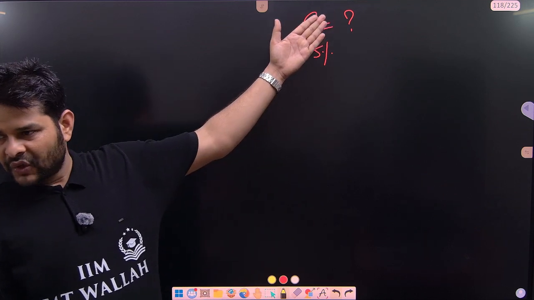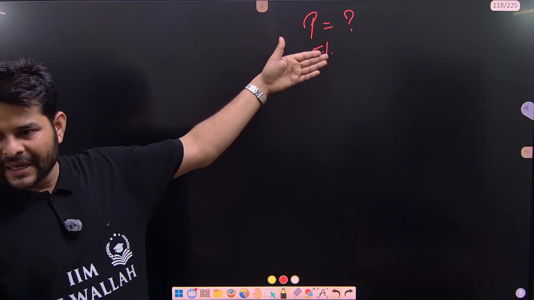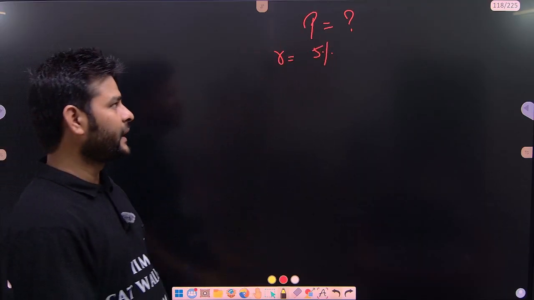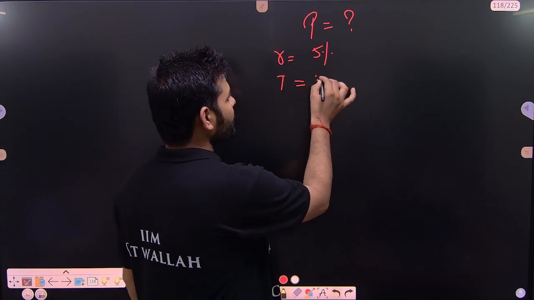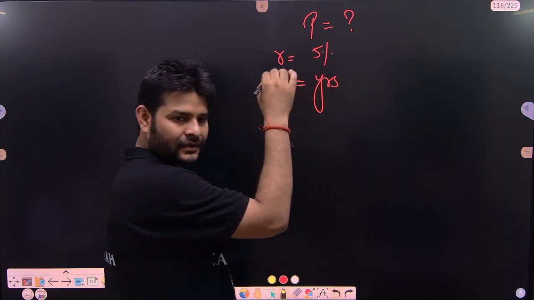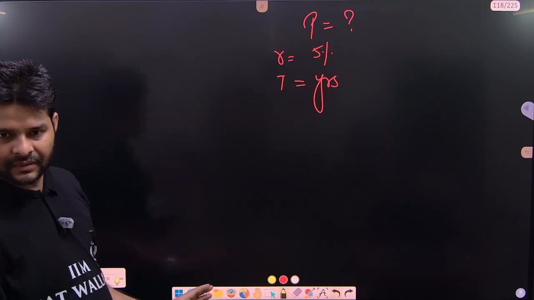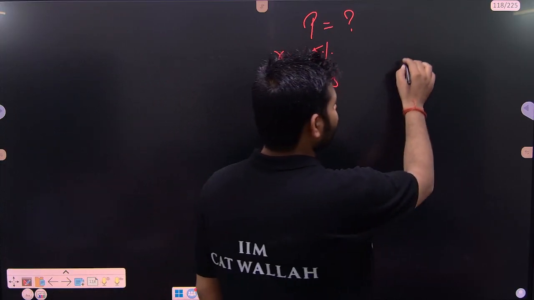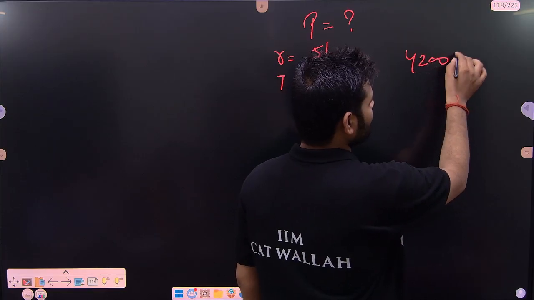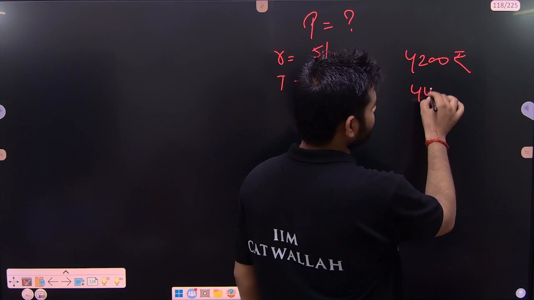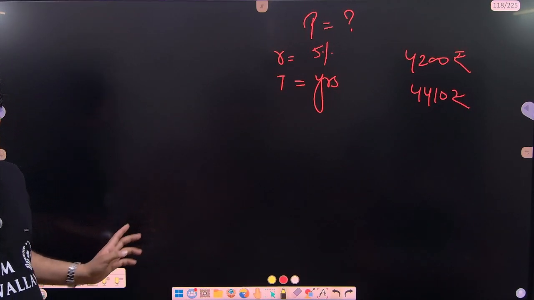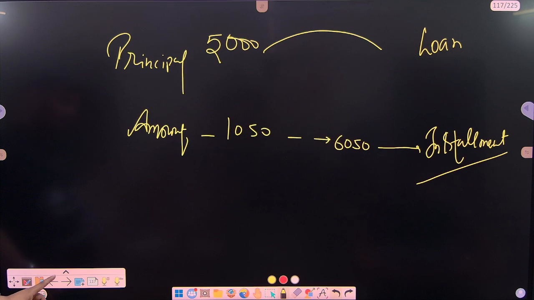So P we need to find out, the rate we have been given is 5%, and the time is 2 years. We have already calculated the principal as 8,000. The first installment paid was rupees 4,200 and the last installment 4,410. We have already discussed this question and we got the answer. That was 8,000.